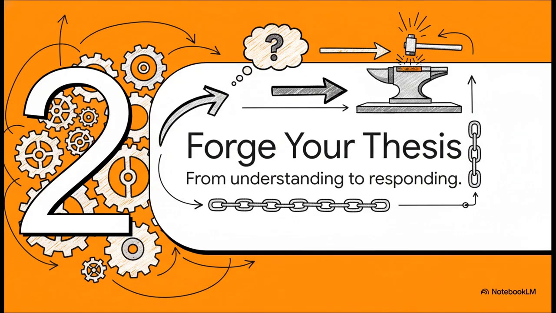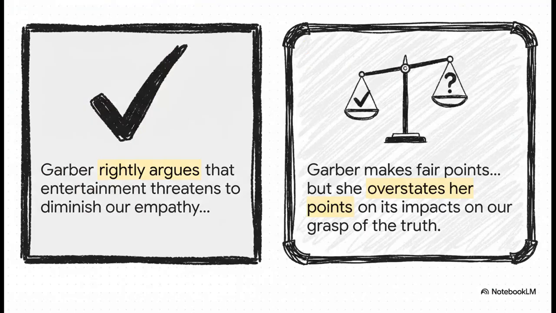Now for the really crucial part. It's time to forge your own thesis. This is where you make that big pivot from just understanding to actually responding. Now, your thesis has to be a direct response to the source, and you've got a couple of options here. You could agree or disagree straight up. That's totally fine. Or, if you want a more sophisticated approach, you can concede some of their points while challenging others. You know, a thesis like, Garber makes some fair points, but she overstates her case, shows a much, much deeper level of thinking and engagement.